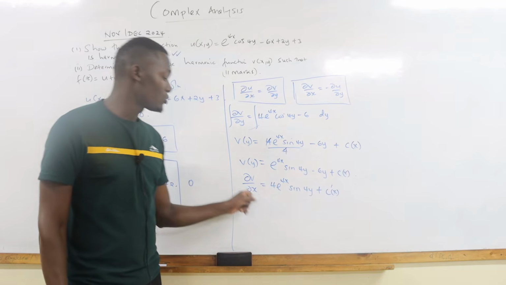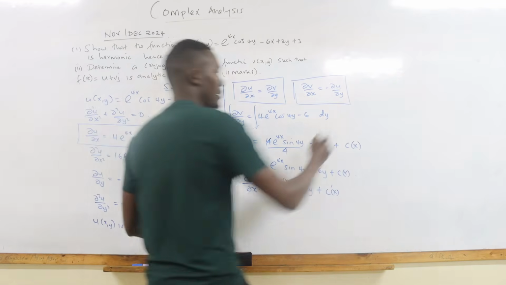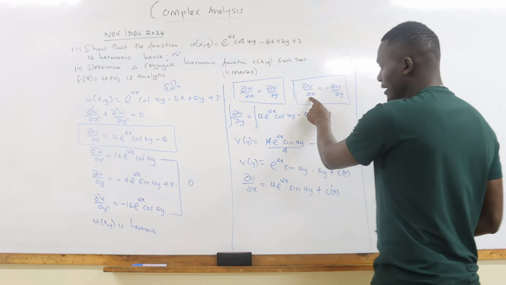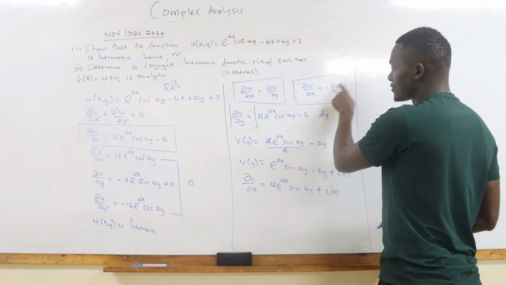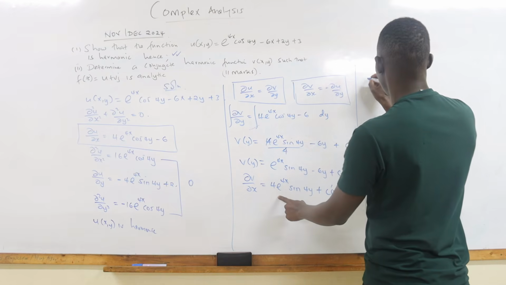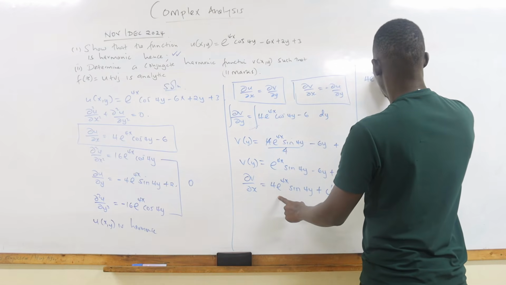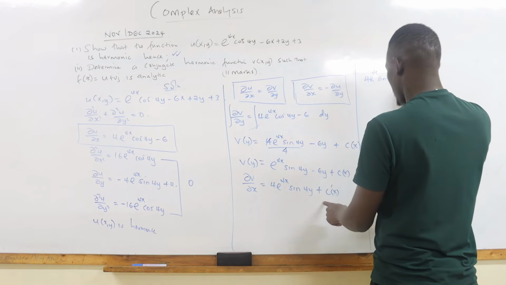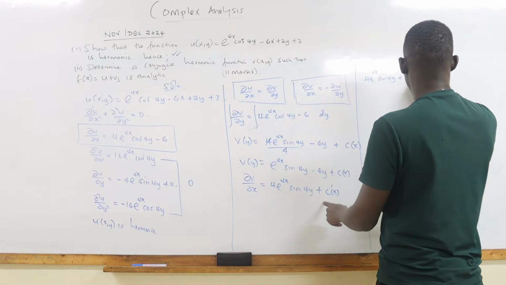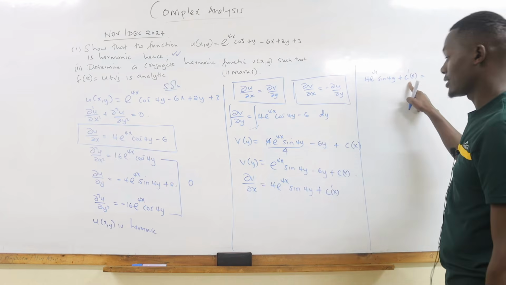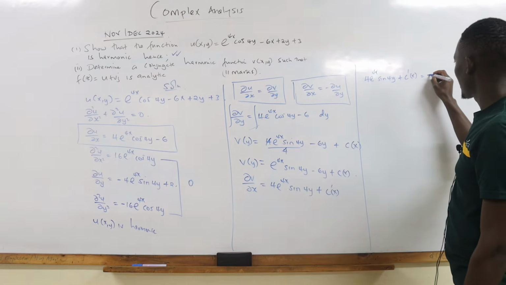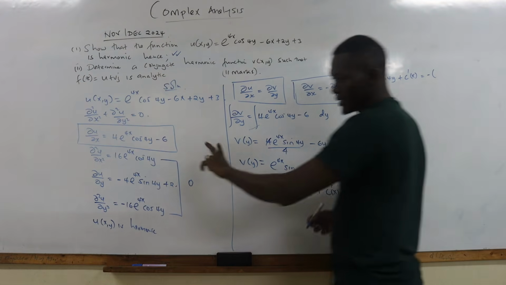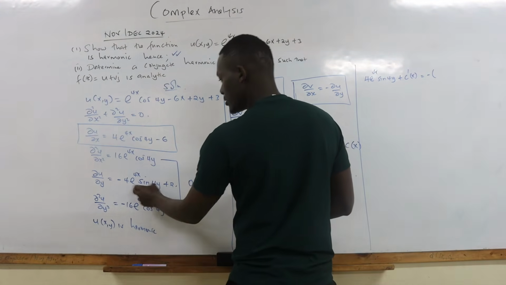So we have this. Then since we have dv dx, we now come and compare with the last part. The last part says that your dv dx should be the same as negative du dy. Now what is our dv dx? We have 4 exponent 4x, then sine of 4y, then plus a constant of integration. Well, not a constant, a derivative. This is a derivative. It should be the same as negative of du dy. So we come back and check where is our du dy. Du dy, here it is.